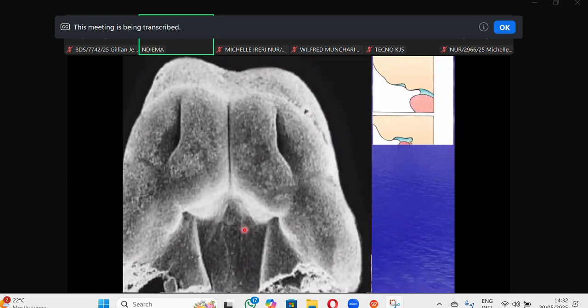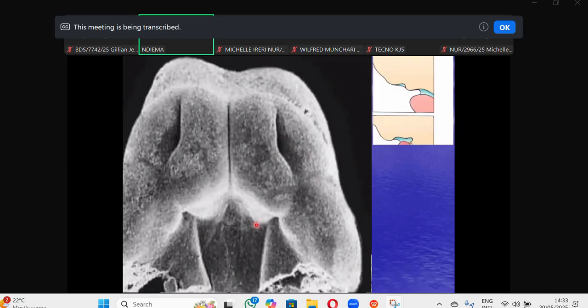So the proliferation of the epithelial lining of the nasal sac, both ventrally and dorsally and laterally, continues on to form the nasopharynx. Continue on to extend to the nasopharynx.